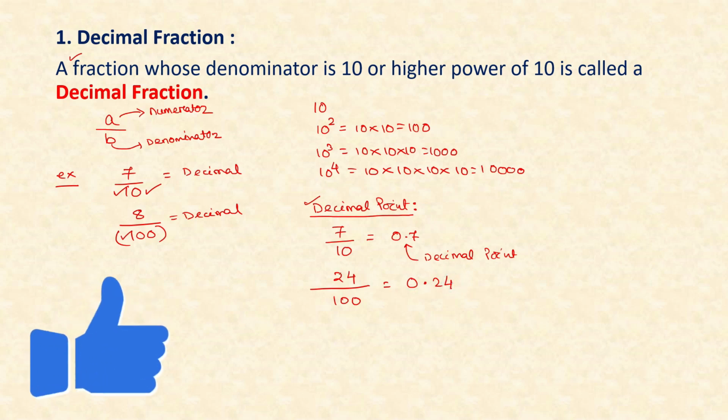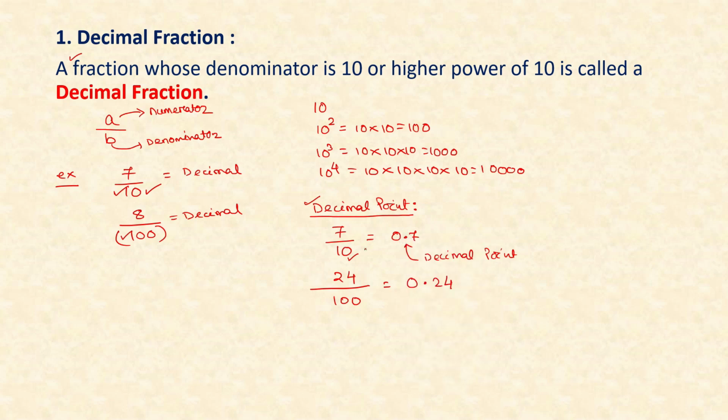So, how do we determine where to put this decimal point? The decimal fraction is 7 by 10. In the denominator only one zero is there. If only one zero is present, you have to count the digits from the right hand side. As the denominator has only one zero, you put a dot just after one digit from the right hand side. So, I am putting it here: 0.7.